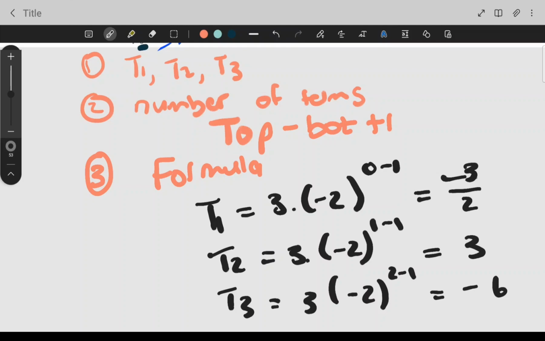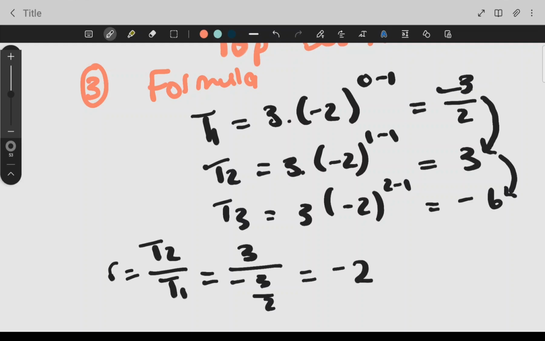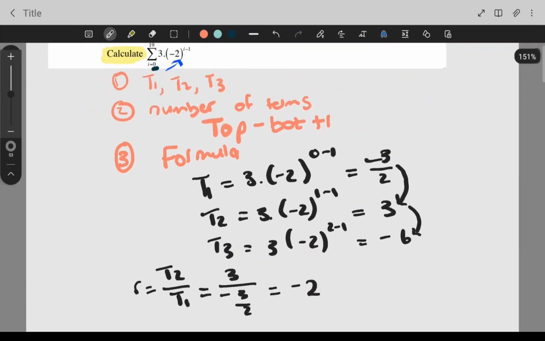And as you can see, we are multiplying the whole time with the same number. We are multiplying with negative 2. R is negative 2. So let's see. Term 2 over term 1, because that's odd, is 3 over negative 3 over 2, and I get negative 2. That's my R. This is a geometric number pattern.